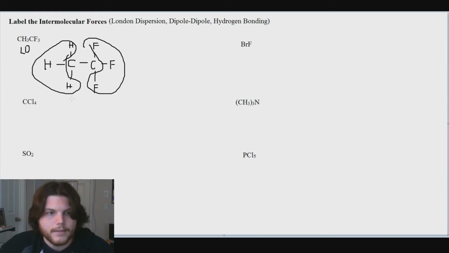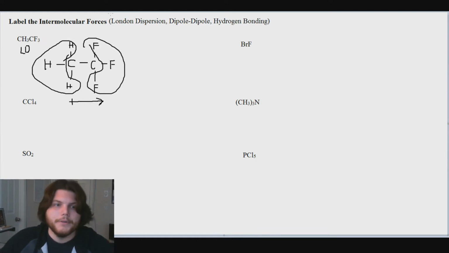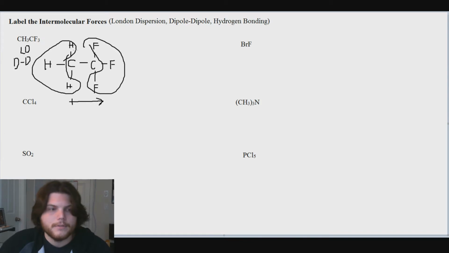So I would guess that we're going to see a sort of dipole like this, which would mean that in a big system of a bunch of these materials, fluorines would probably be attracted to these hydrogens. So I'm going to guess we're going to see dipole to dipole interactions. Okay, so that's the first one. Pretty easy, huh? So let's move on to the next guy.